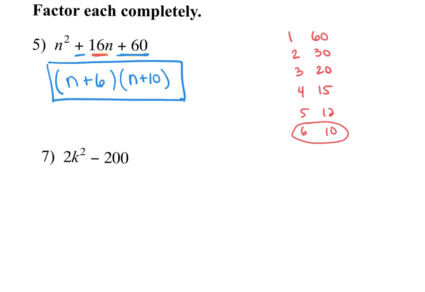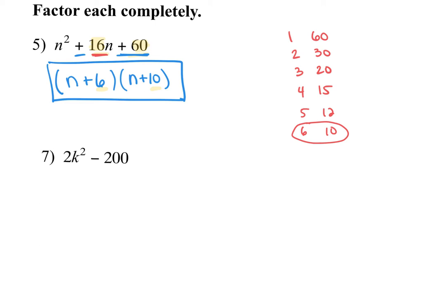You are making sure that these 2 numbers multiply to get the 60, and add to get the 16. So we want to make sure that those work. Multiply to get positive 60, add to get positive 16. All right, let's look at the next one.